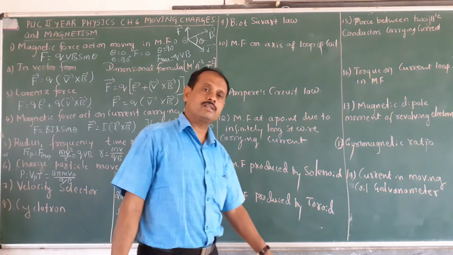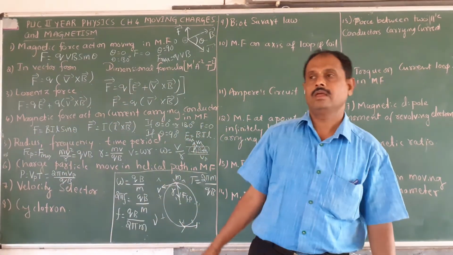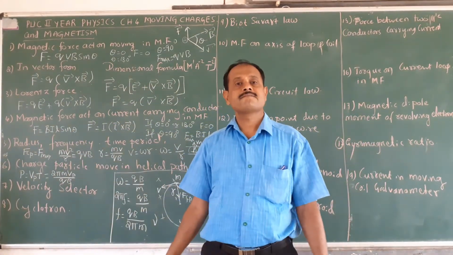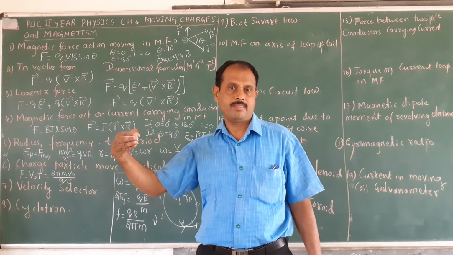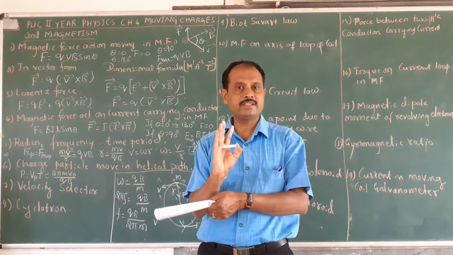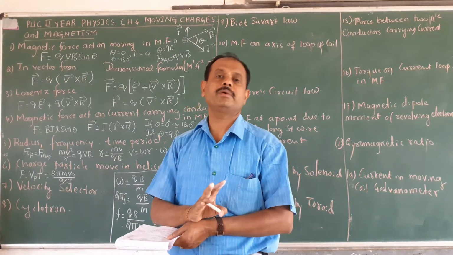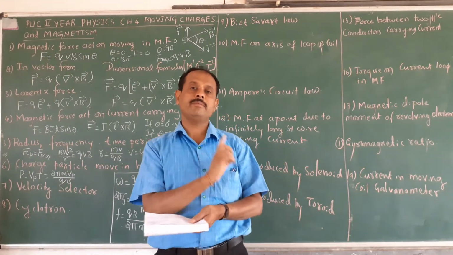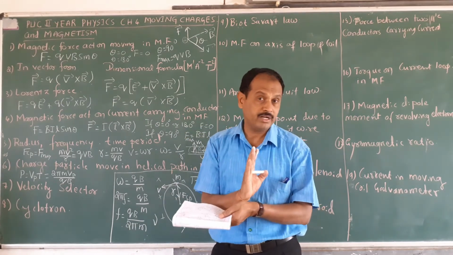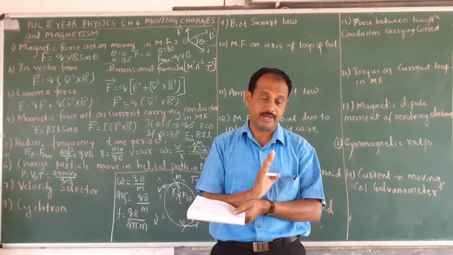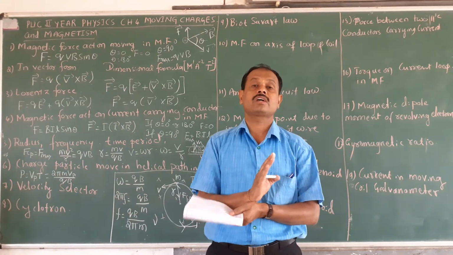The velocity selector is a very important concept. Now the different velocity charged particles enter in the cross fields. Cross fields is nothing but both electric field and magnetic field acting at a point, perpendicular to each other in one particular plane. This is called cross fields.